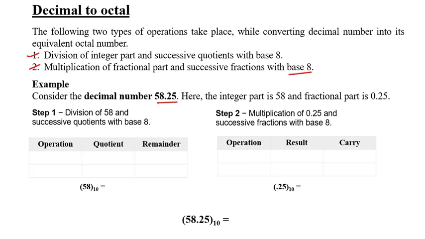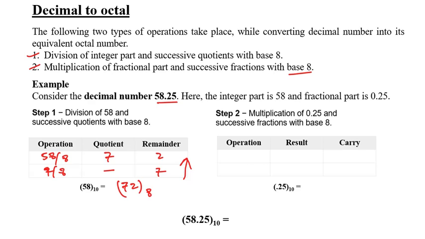First, the integer part, my 58, is divided by the base, that is 8. 58 by 8, the quotient is 7 and the remainder is 2. Further, this quotient is to be divided, that is 7 by 8. This is not possible, so there is no quotient and the previous quotient is treated as the remainder, that is 7. We collect the remainders in reverse order, that is bottom to up. So my 58 base 10 is equal to 72 of base 8.